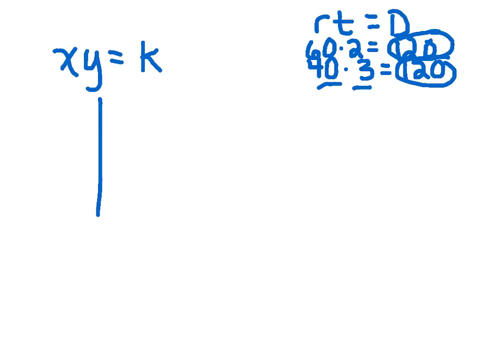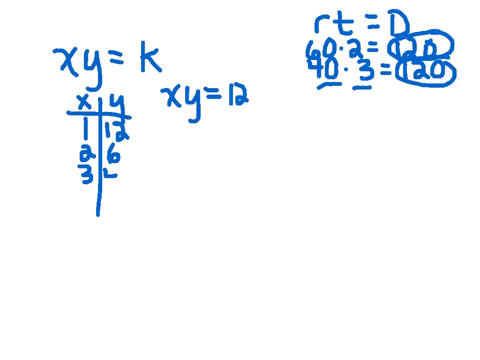So let's create a function machine where, for the equation, xy is equal to 12, just because 12 has a lot of factors. 1, 12, 2, 6, 3, 4, 4, 3, 6, 2, 12, 1. These are all ordered pairs in it because 1 times 12 is 12, 2 times 6 is 12, 3 times 4. They fit the rule of x times y is equal to 12.